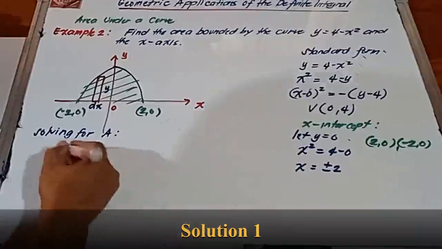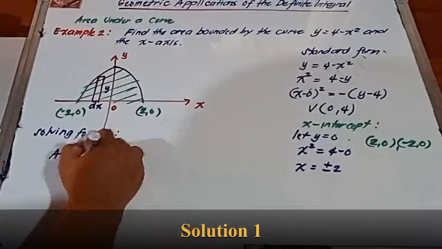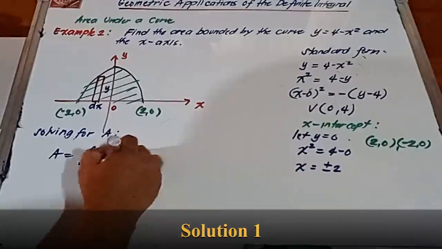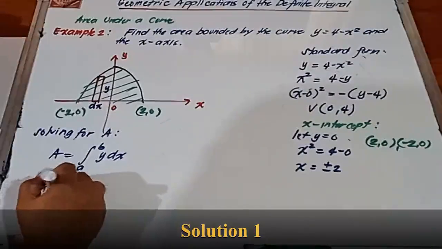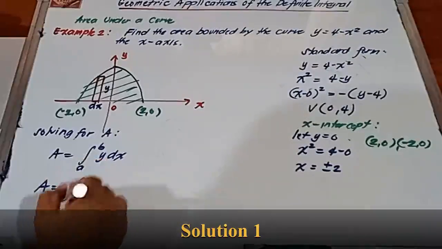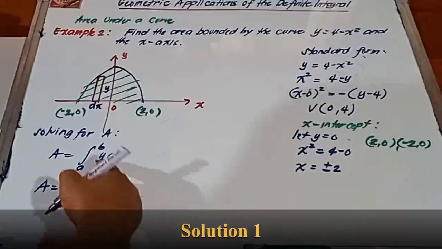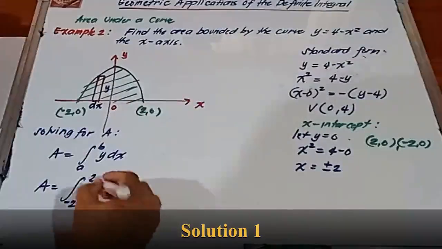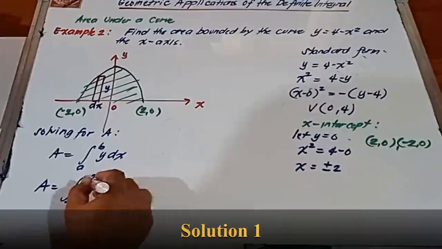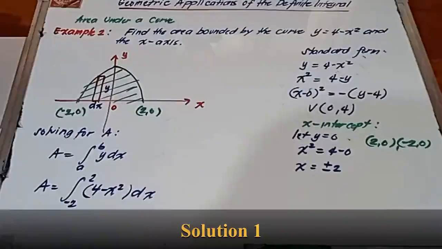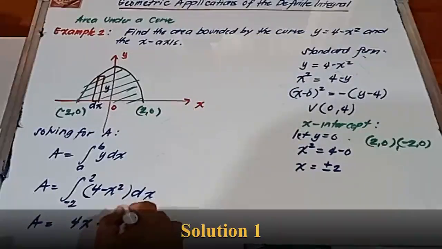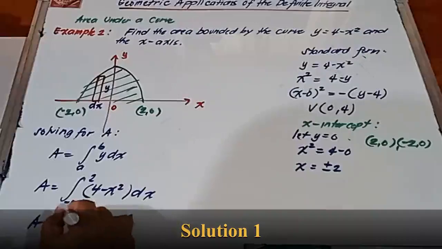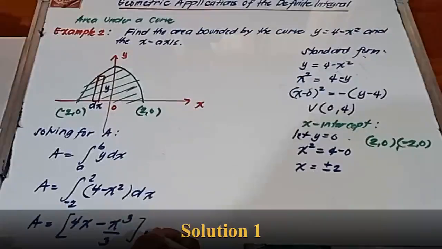Okay? Formula natin ay A equals integral of y dx from a to b. Substitute natin yung mga values natin. We have from negative 2 to 2. Y is that function. We have 4 minus x squared dx. Then integrate natin. We have 4x here minus x cubed over 3. Using the fundamental theorem of calculus, that is from negative 2 to 2.